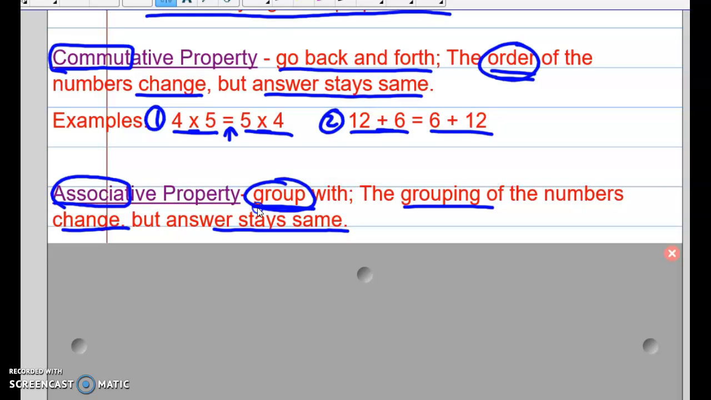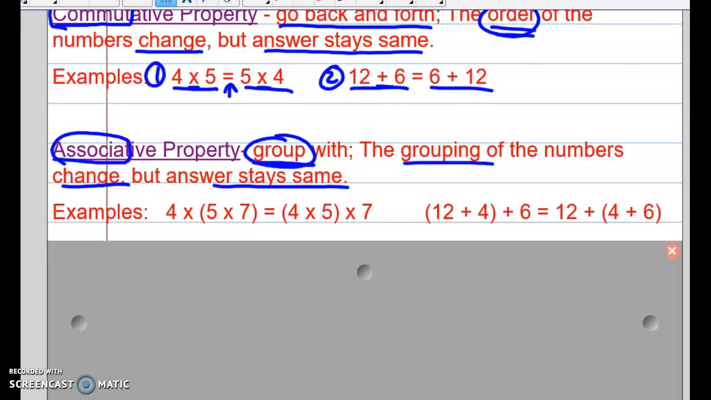So if you'll remember, I associate with friends, so that means I group myself, and the associative property says I can change the grouping, but the answer is going to stay the same. Whereas the commutative property says I can change the order, and the answer is going to be the same. Let's look at how this looks with two problems. Pause your video and copy down both examples.